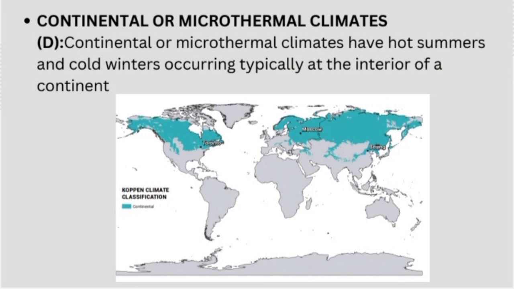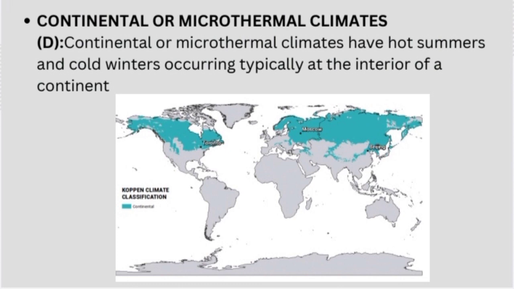Microthermal climate refers to a subtype of continental climate that is typically found in higher latitudes and higher elevations. It is characterized by even colder winters and shorter, cooler summers compared to a typical continental climate. The temperature range in microthermal climate is usually great, with very cold temperatures in winter and relatively cool temperatures in summer.